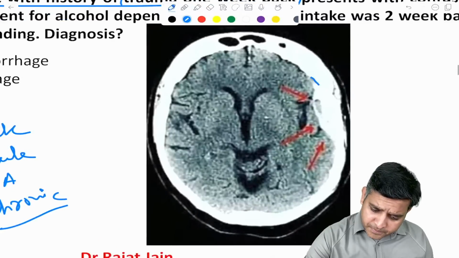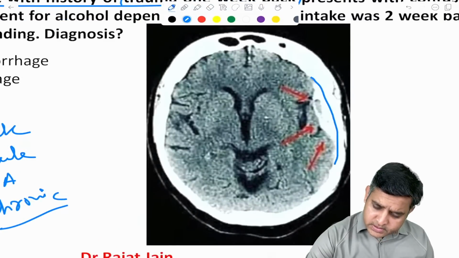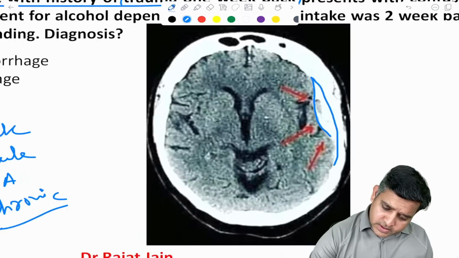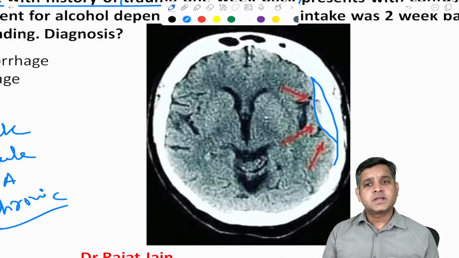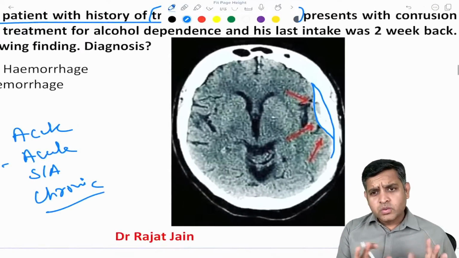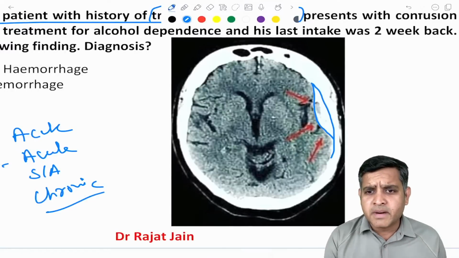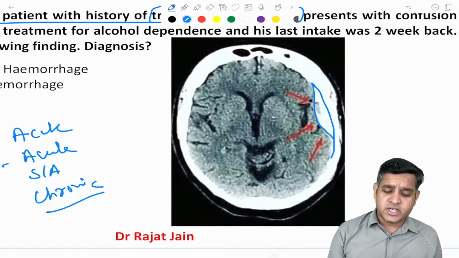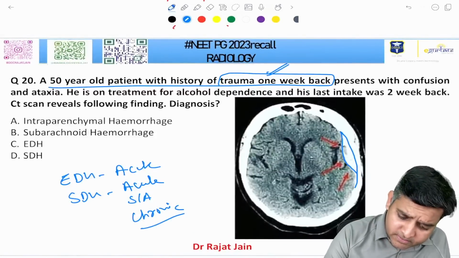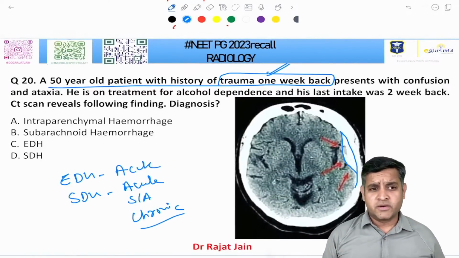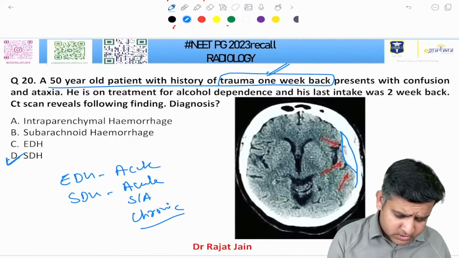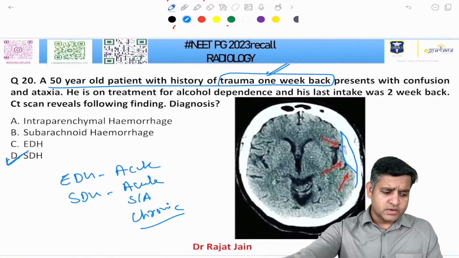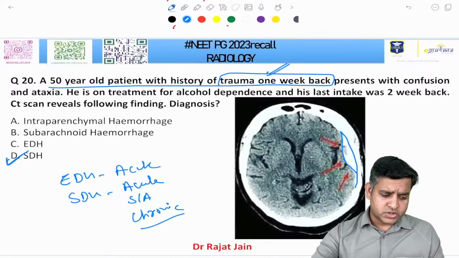Now, what are we seeing? This is the skull, and this is the hemorrhage. Though broadly it looks biconvex, it is not. This is actually a slightly crescent-shaped hemorrhage, but more important than that was the history of trauma 1 week back. So this is a case of subdural hemorrhage.